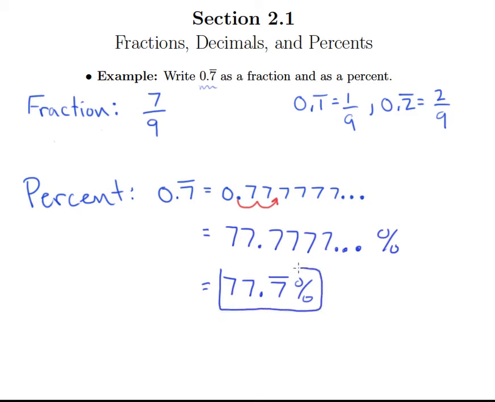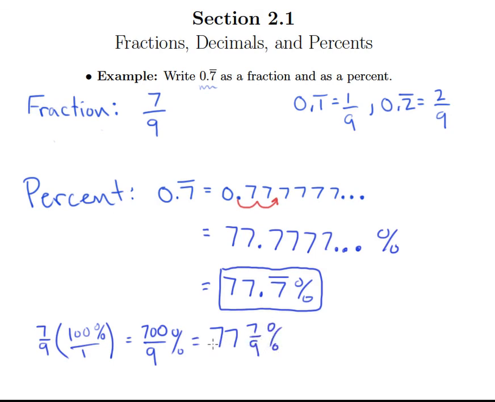Of course, the other way that you could have done this problem is instead of working with the 0.7 with a bar, you could have used the fraction, right? 7/9, and you could have multiplied by 100% over 1. Remember we did this. And then you would have 700 over 9%, which would have turned into 77 7/9%, and that's of course the same thing as 77.7 with a bar over it percent. So either one of these would be acceptable. You can do this problem either way.